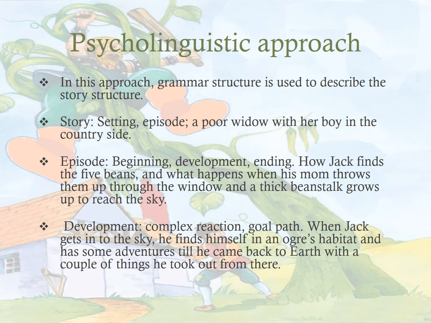The episode, the beginning and the development and the ending come together and it tells how Jack finds the 5 beans and what happens when his mom threw them out through the window and a thick beanstalk grows up to reach the sky. The development comes with a complex reaction goal path. When Jack gets into the sky, he finds himself in an ogre's habitat and had some adventures till he came back to the earth with a couple of things he took from there.